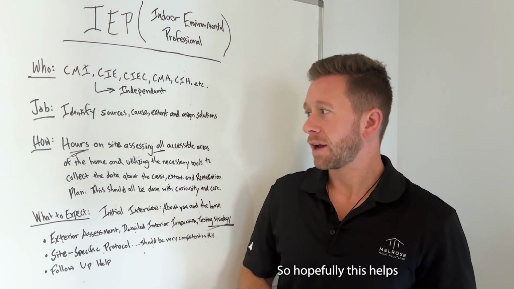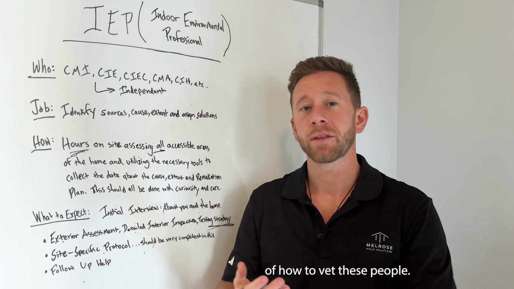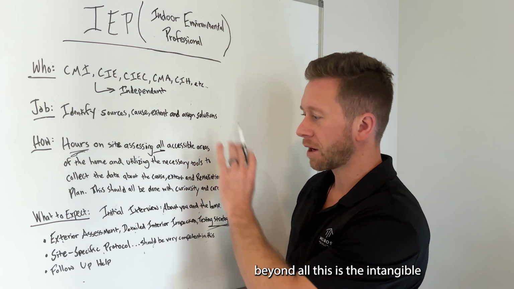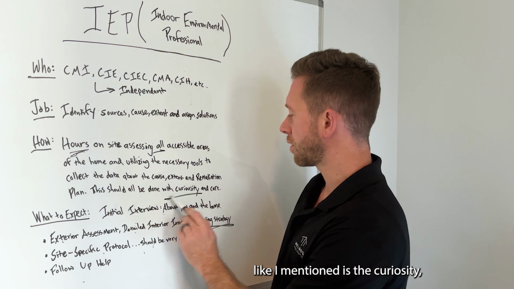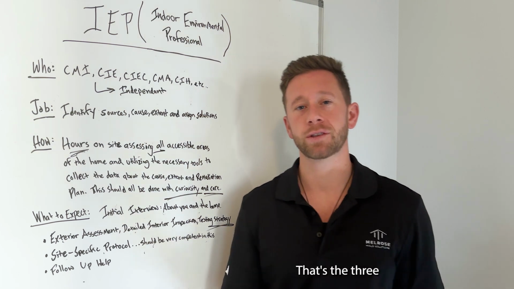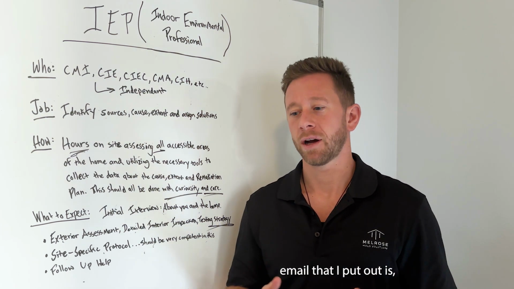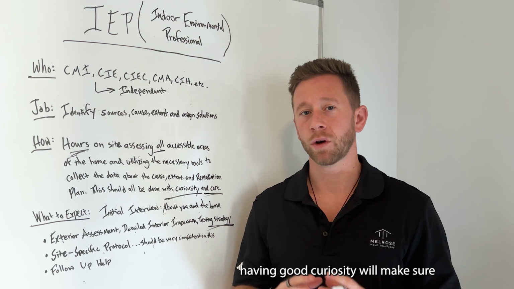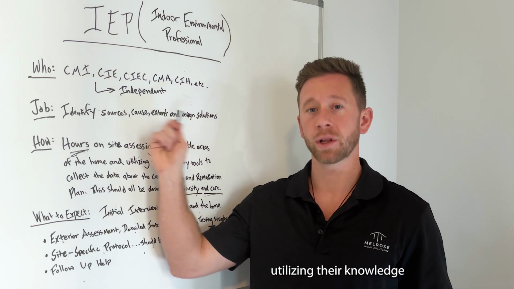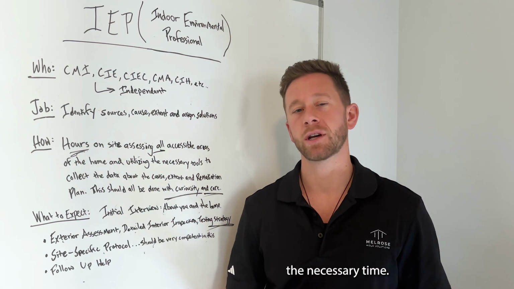So hopefully this helps you get an idea of how to vet these people, because the most important thing beyond all this is the intangible, like I mentioned, is the curiosity, the care, and a clear conscience. That's the 3 C's of a good inspector. Having good curiosity will make sure that they're actually utilizing their knowledge and going to take the necessary time.